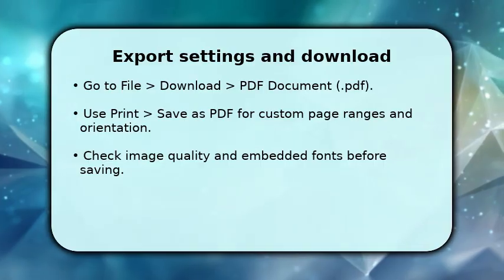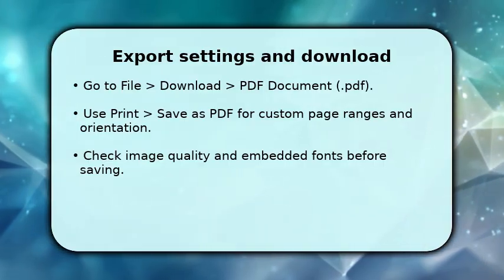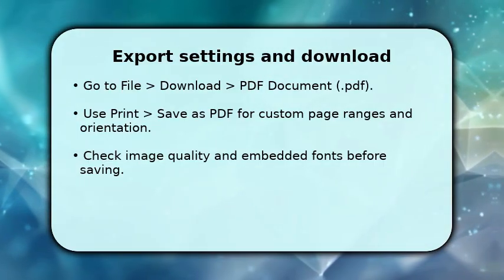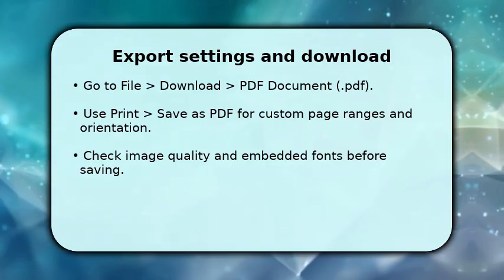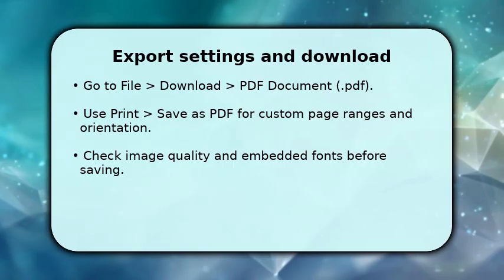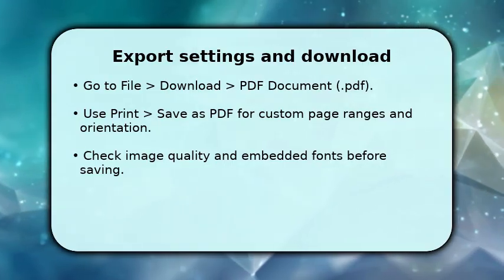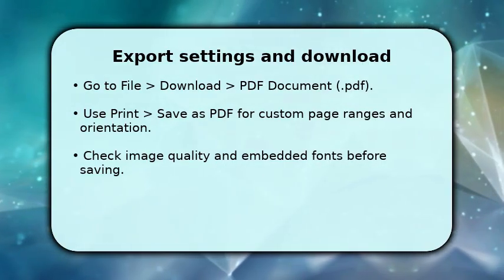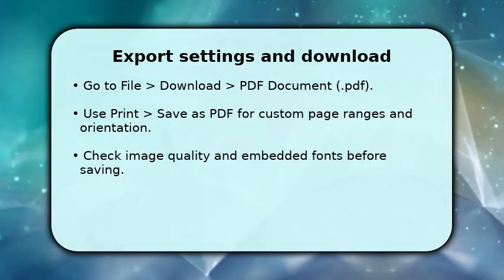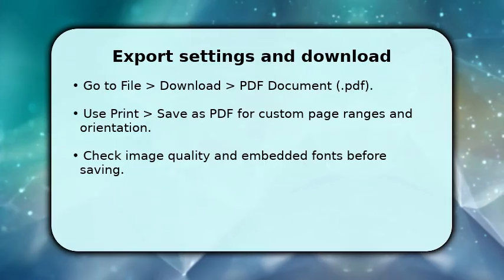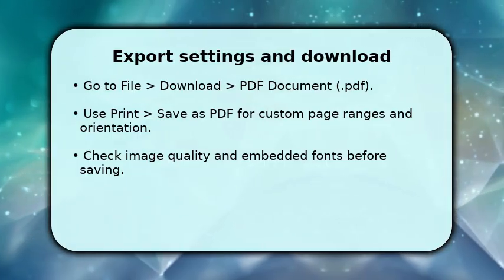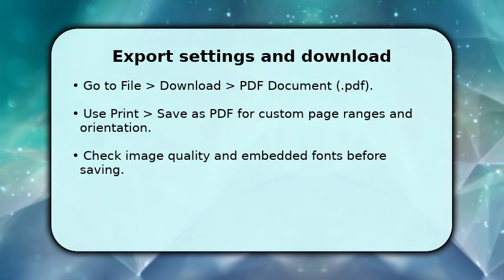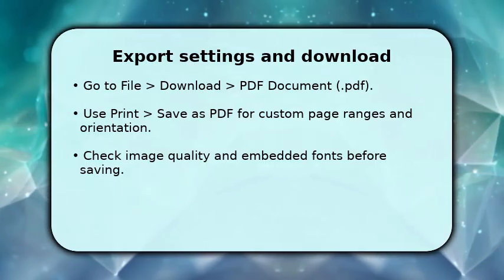First, try File, Download, PDF Document, for a quick export that preserves layout and fonts. If you need custom ranges or duplex orientation, use Print and select Save as PDF. Choose pages, paper size, and scaling there. Once selected, click Save and pick a folder. Name the file clearly. If you rely on professional printing, export at high quality and confirm fonts are embedded.